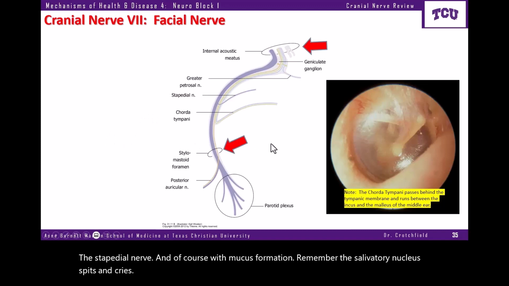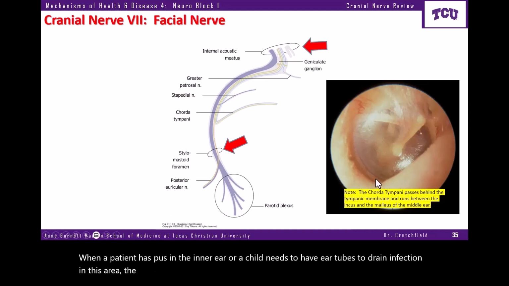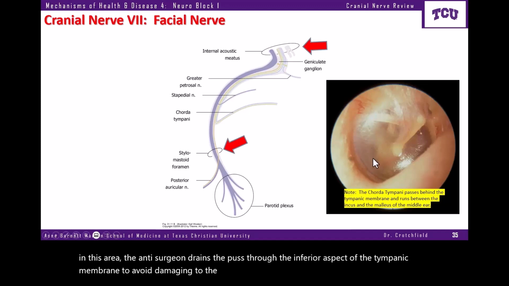So here we see the chorda tympani in a patient's right ear. When a patient has pus in the inner ear, or a child needs to have ear tubes to drain an infection in this area, the ENT surgeon drains the pus through the inferior aspect of the tympanic membrane to avoid damaging the chorda tympani, which would then cause damage to taste fibers for the anterior two-thirds of the tongue.